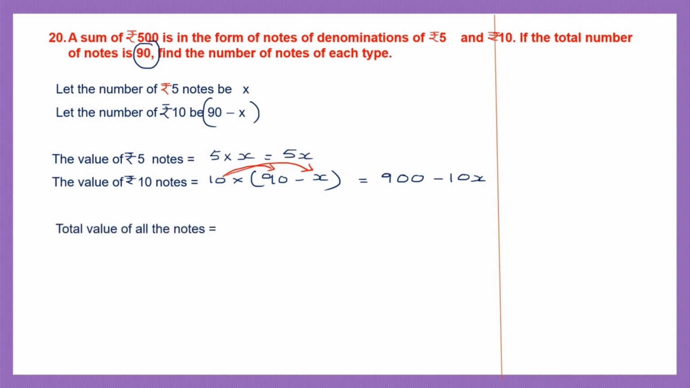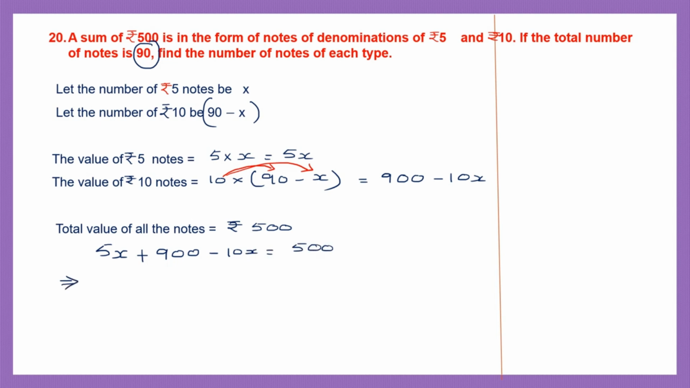Now, the total value of all the notes given to us in the beginning of the question is 500 rupees, isn't it? Then according to this, the sum of 500 rupees is in the form of notes of denominations of 5 rupees and 10 rupees. So keeping that in mind, let's form our equation. The 5 rupee notes value is 5x. The value of the 10 rupee notes is 900 minus 10x. Together, they should be equal to 500 rupees. Now we can solve this equation.